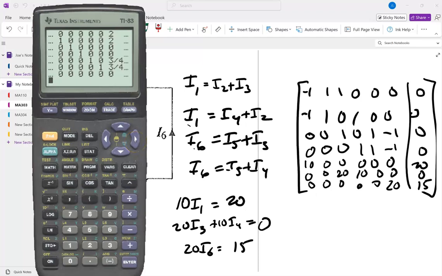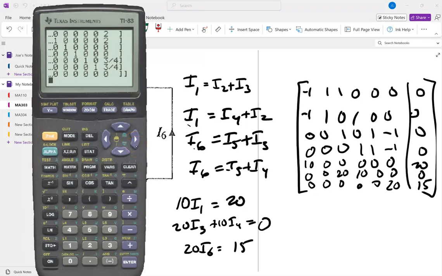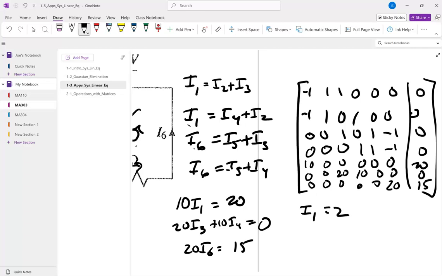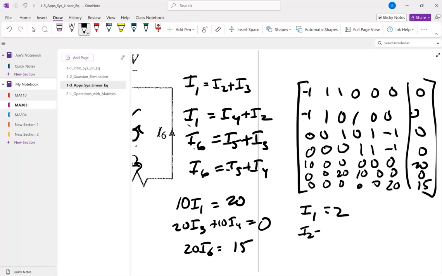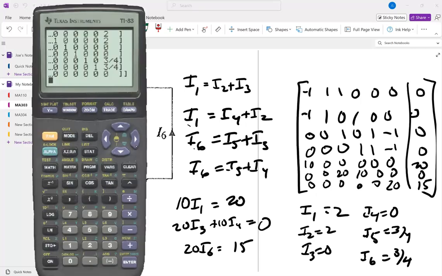So looking at our answers, what's I1? 2. And I2 is also 2. I3 and I4 are 0, and I5 and I6 are 3/4. Okay. So basically I3 and I4 aren't doing anything. No electricity flowing through those.